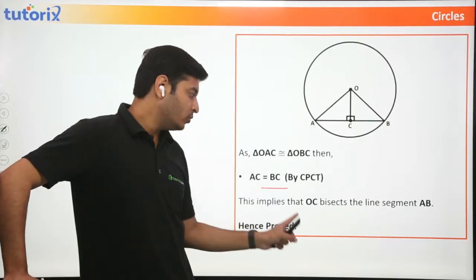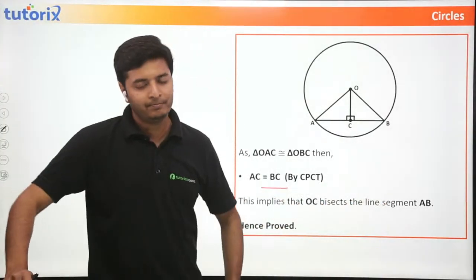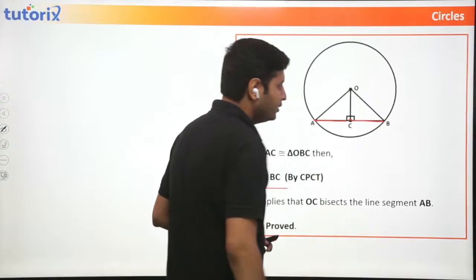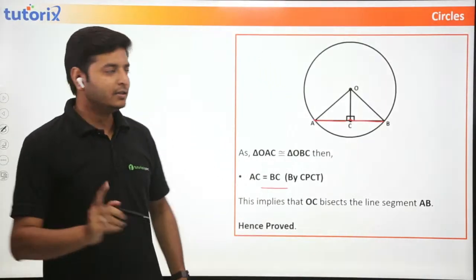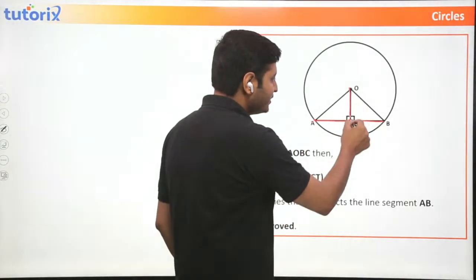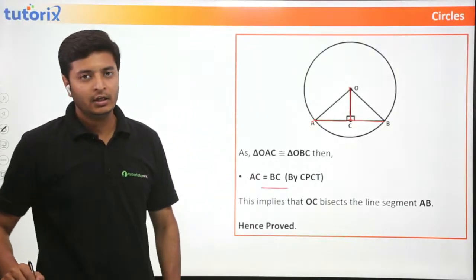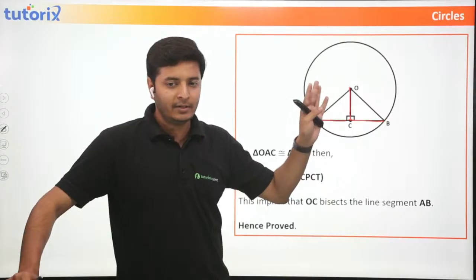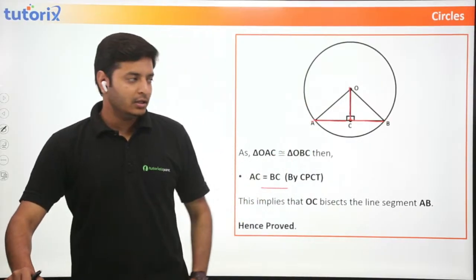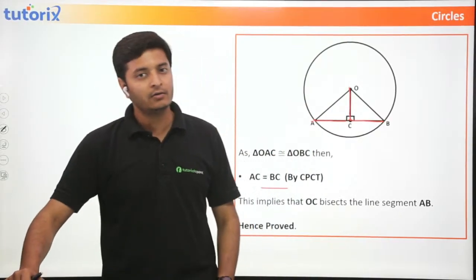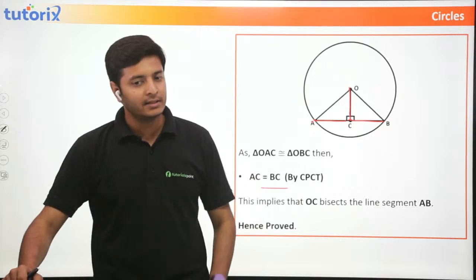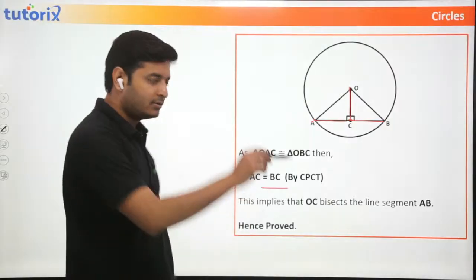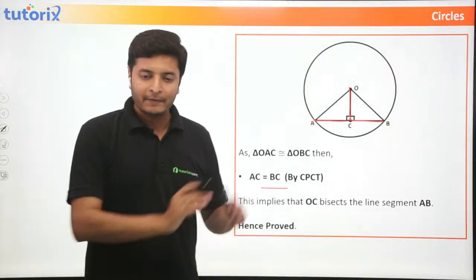This implies that OC bisects the line segment AB. Because if these two, AC and BC, are equal, they are nothing but two parts created by this line OC, which is the perpendicular falling from the center. According to the statement of this theorem, a perpendicular drawn from the center of the circle onto a chord bisects the chord. This is true. Hence proved. So in the end, you need to write it like this. Hence proved. Very easy proof.